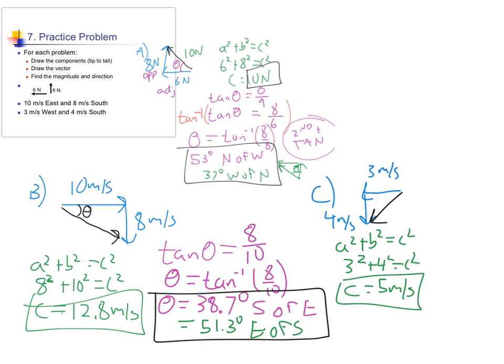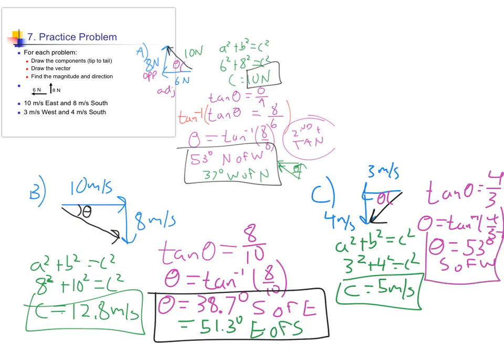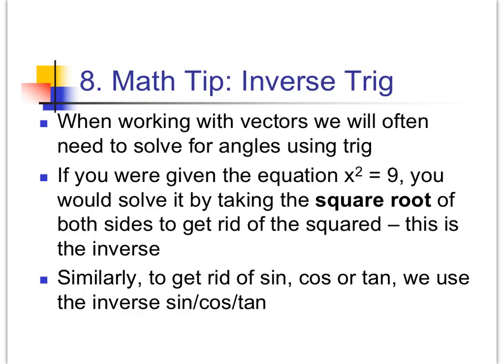Okay, and then to get the angle, I'm going to say tangent of theta equals opposite, which is 4, because I'm solving for this angle here, over adjacent, which is 3. So that means my angle is the inverse tangent of 4/3. And so that angle ends up being 53 degrees, and that would be south of west. Also acceptable, that alternate answer would be that our angle is 37 degrees west of south. Either one works.